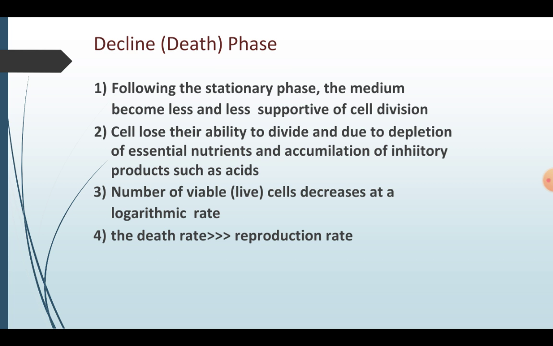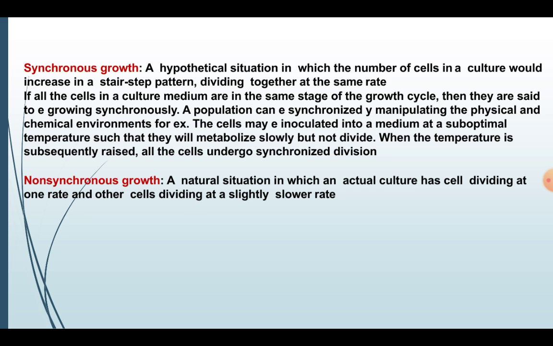Decline or death phase. Following the stationary phase, the medium becomes less and less supportive of cell division. The cells lose their ability to divide due to depletion of essential nutrients and accumulation of inhibitory products such as acids. The number of viable cells decreases at a logarithmic rate, and the death rate continues to exceed the reproductive rate.